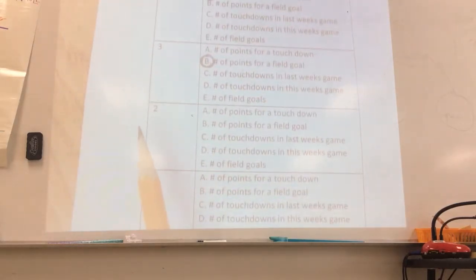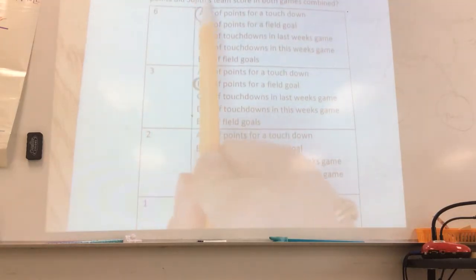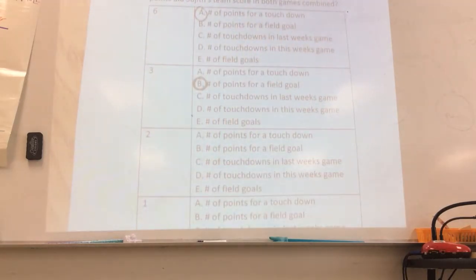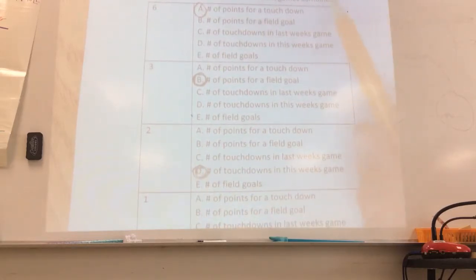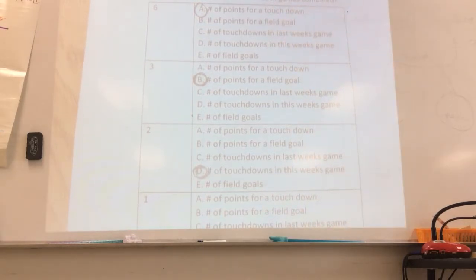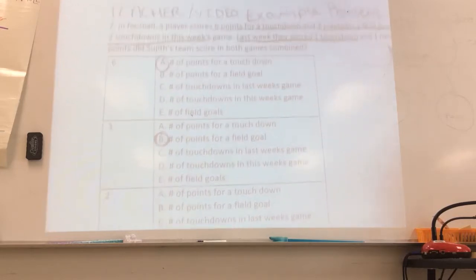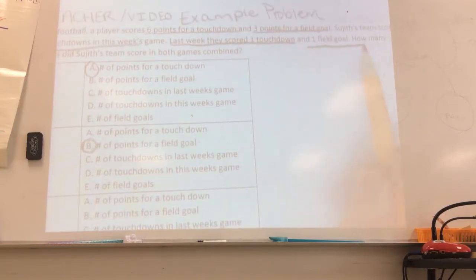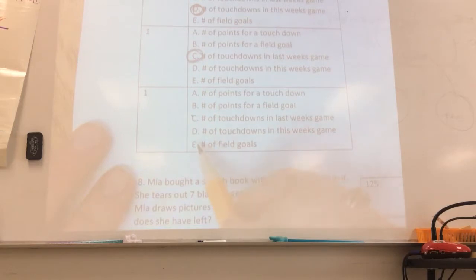Okay, what does this 2 represent? It says his team scored 2 touchdowns in this week's game. So the 2 is the number of touchdowns in this week's game. I would circle D. What does that 1 represent? It said last week they scored 1 touchdown. So that would be C, number of touchdowns in last week's game. And last week they also scored 1 field goal. So that last number 1 is going to be E, number of field goals.